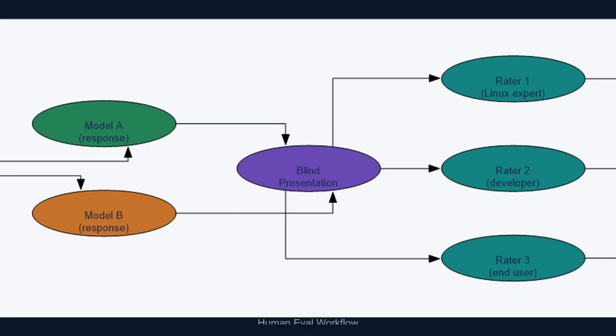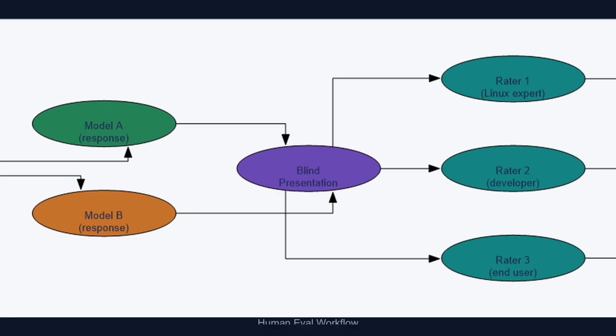Automated metrics tell you how often the model is right. Human evaluation tells you how good it feels to use. This workflow runs 40 open-ended Linux questions through 2 models simultaneously, Model A and Model B, and presents the responses to 3 raters without revealing which model produced which answer. That blind presentation is the critical design choice. It eliminates the halo effect, where raters unconsciously favor the model they expect to be better.